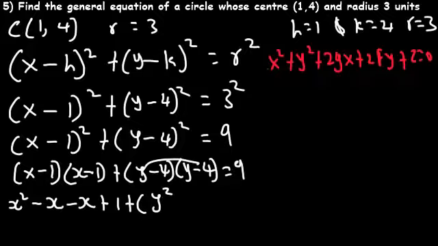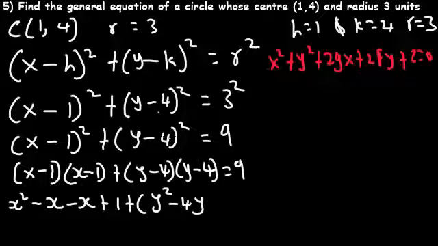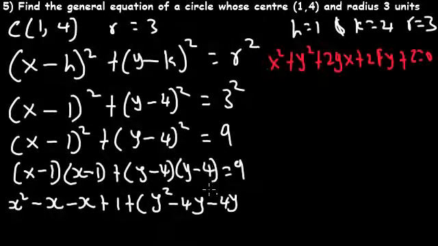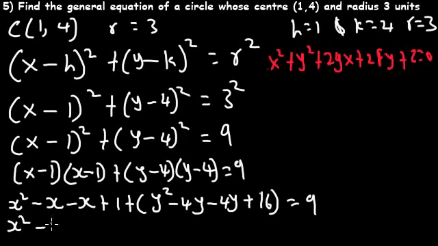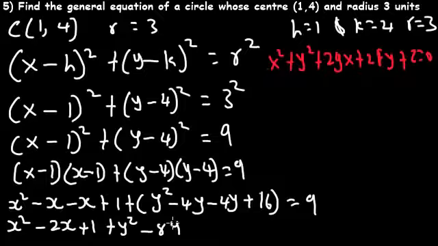Y times negative 4 is negative 4y. Negative 4 times y is negative 4y again. And negative 4 times negative 4 becomes positive 16, equals 9. Now we have x squared minus 2x. This is addable. Plus 1 and then plus y squared. This is also addable. Minus 8y plus 16 equals 9.